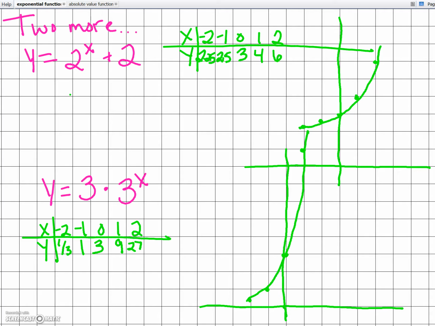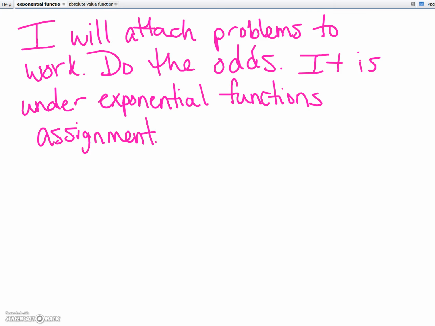Alright, so I will attach problems for you to do. You're going to do the odds on paper. It is under exponential functions on your assignments on Edmodo. Okay, remember, you can do these by hand. If you can figure out a way to do them on the computer, that's up to you. We will get to do it more in class when we get back. But for now, that's what I want you to work on your own.